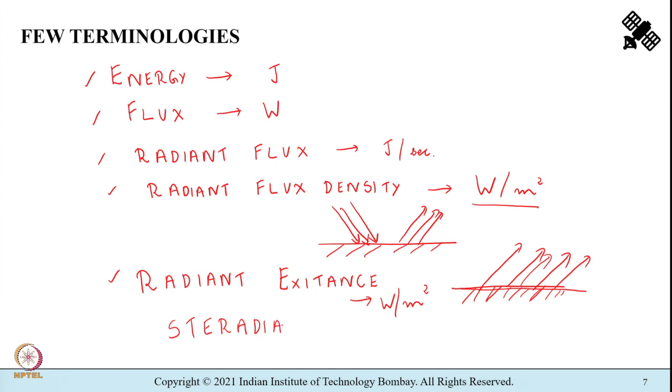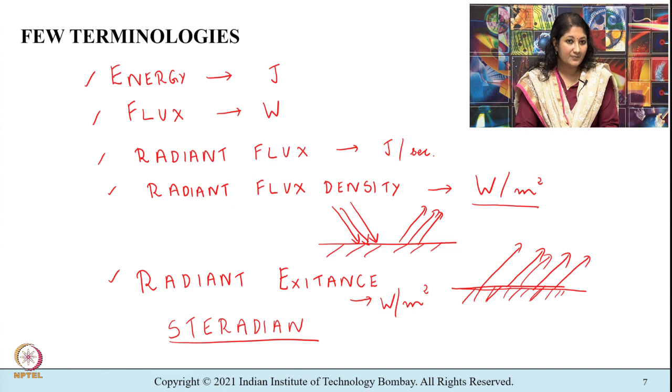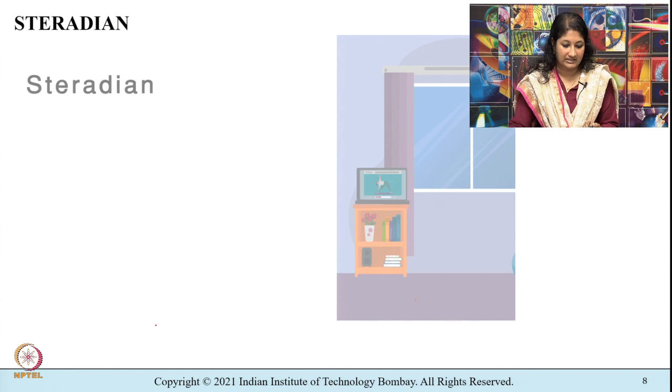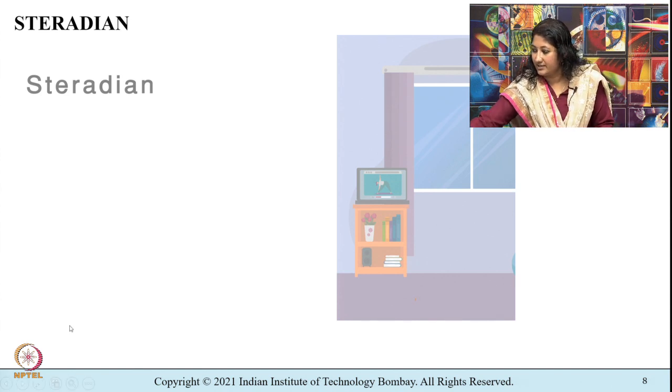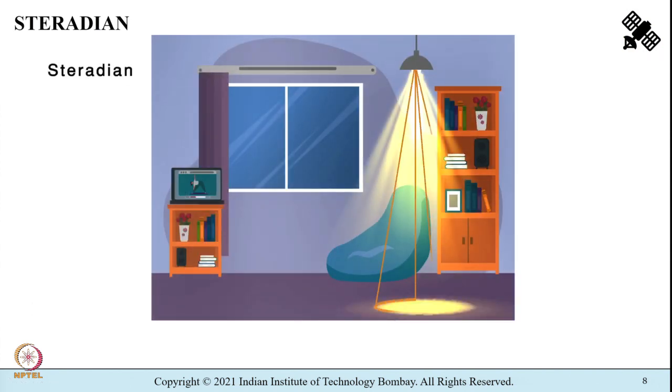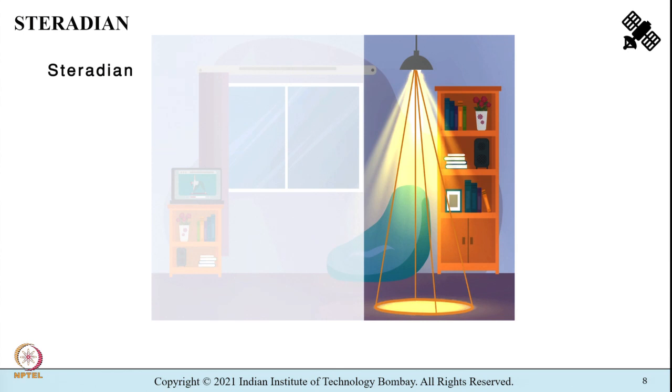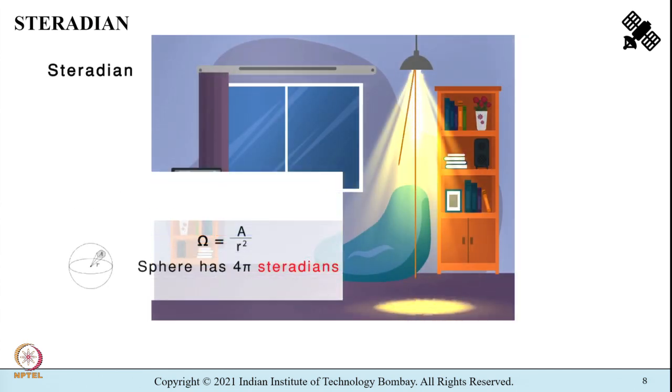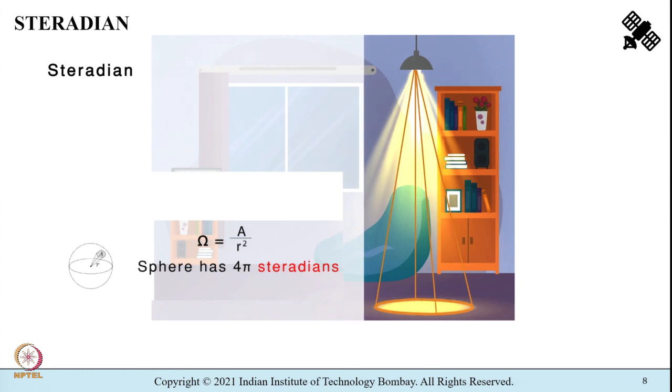Remember, as part of one of the earlier lectures, we discussed degrees and radians, and now I am introducing steradian. Steradian is a three-dimensional equivalent of radian. A graphical representation is shown here. A sphere has 4 pi steradian, we must be aware of that. Similarly, a circle will have a different steradian.